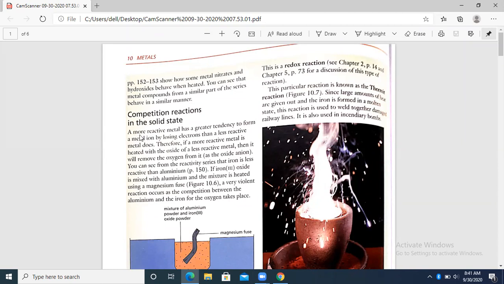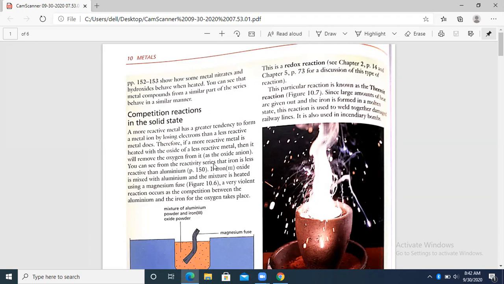So in the case of a reaction between two metals, the more reactive metal has a greater tendency to form a metal ion by losing electrons than a less reactive metal. Therefore, if a more reactive metal is heated with the oxide of a less reactive metal, then it will remove the oxygen from it. We can study this by using an example, then you will get more idea.